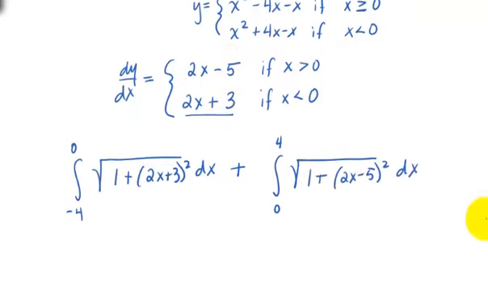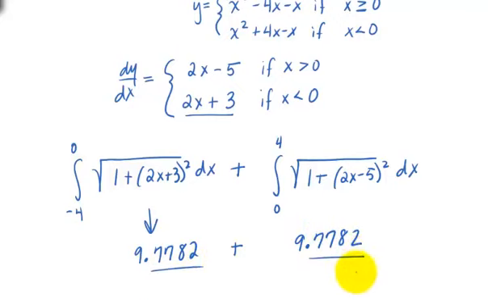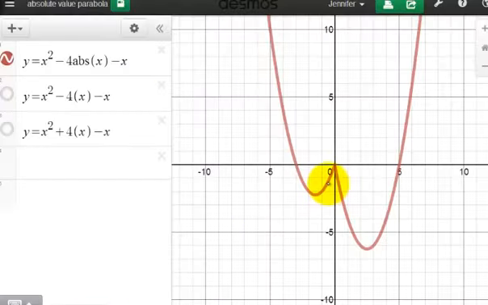Alright, and now we're ready to put these in our calculator. When we put the left-hand side into our calculator, we get 9.7782 plus, and when we put the right-hand side, we get 9.7782, which is kind of interesting. There must be some symmetry going on here. And again, if we look back at our graph, we notice if we go from negative 4, which is right about here, to 0, that piece is going to mimic the piece from 0 to positive 4.